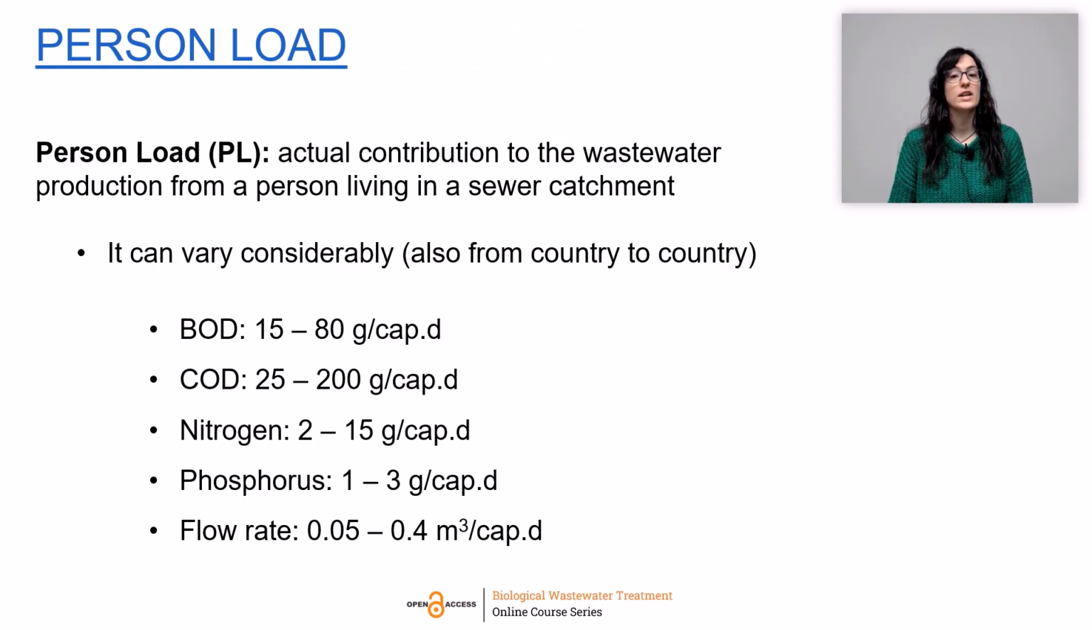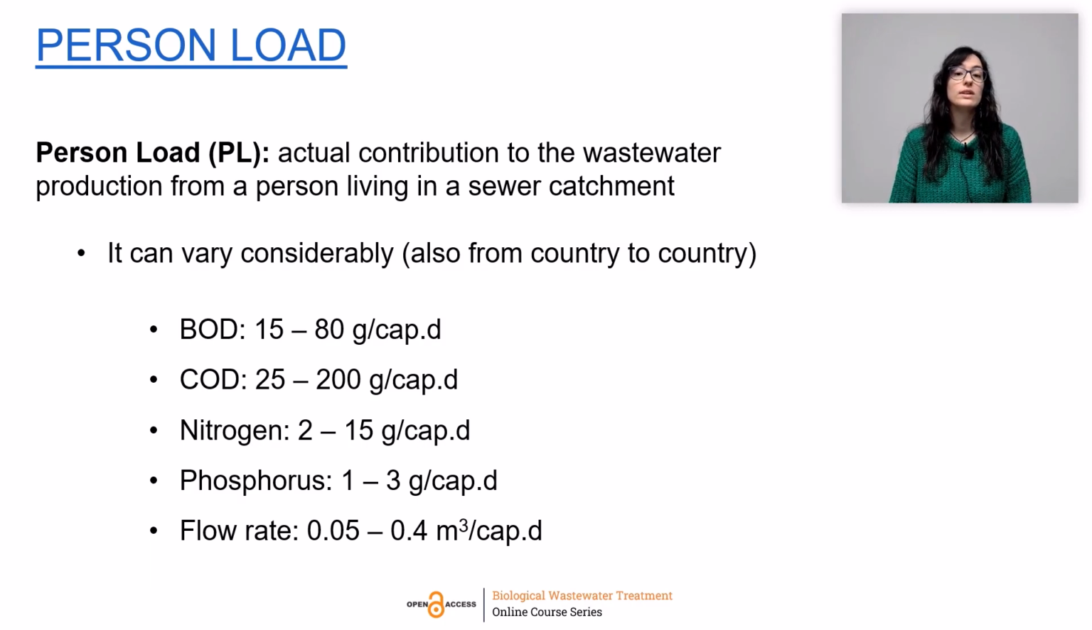Another way to express the wastewater load in a sewer catchment is the person load. It represents the actual contribution to the wastewater production from a person living in a sewer catchment. This parameter is different from the population equivalent and can actually change considerably. The reasons that explain these changes can be related to the location of the working places, socioeconomic factors, lifestyle, or the type of household installation.